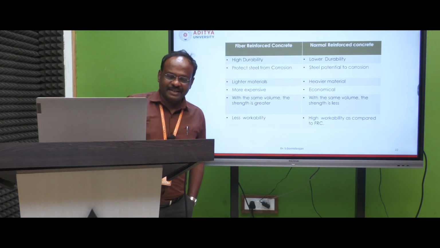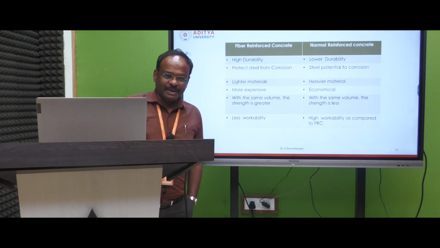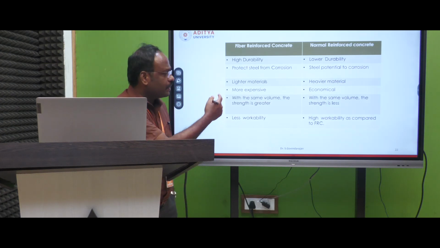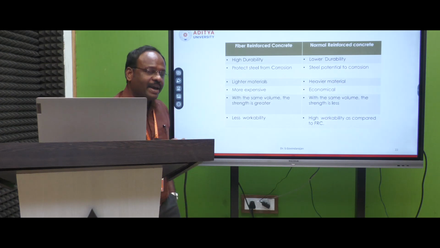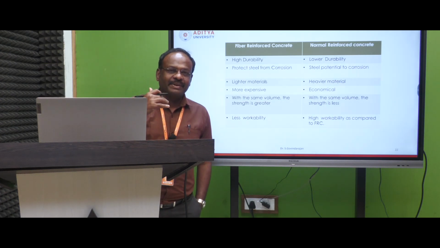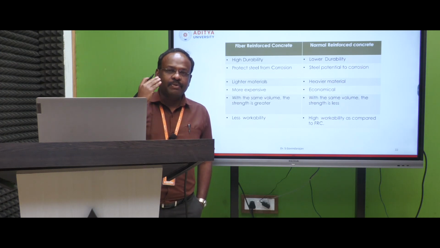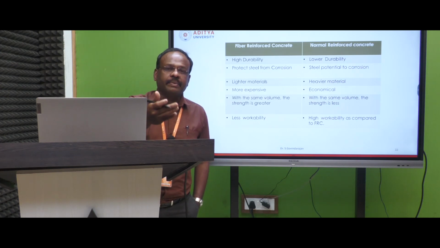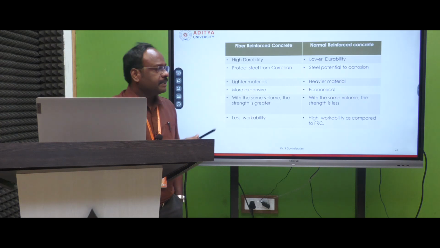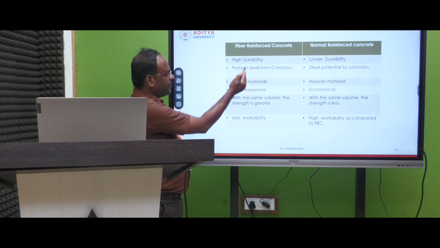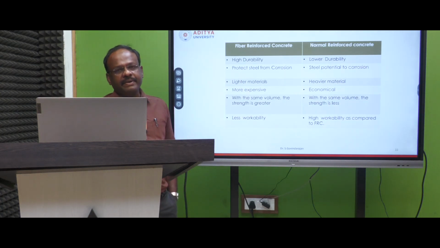The workability is the main role, because it depends on the purpose for which you are selecting the type of fiber. Why? Because we want to improve the workability of concrete, right? When we go from normal concrete, what happens? High workability will be there, and this will cause bleeding. So we want to control that excess water. Whenever you go for fiber reinforced concrete, your workability will be very low.